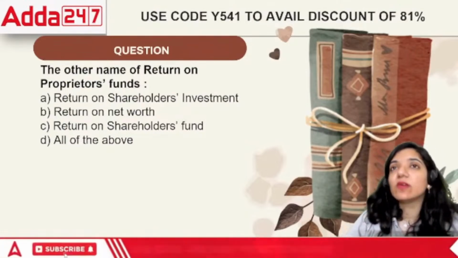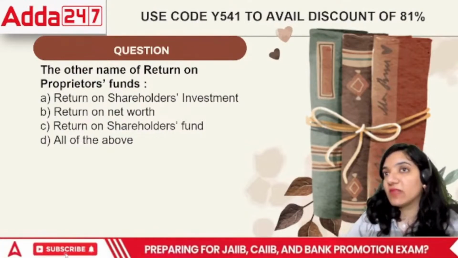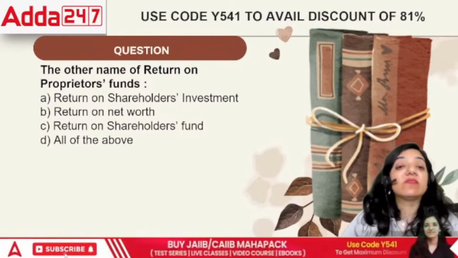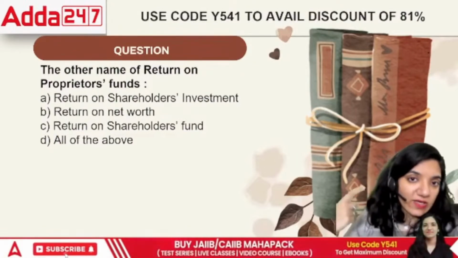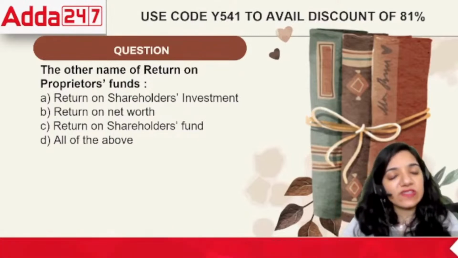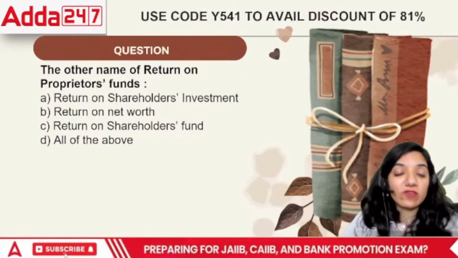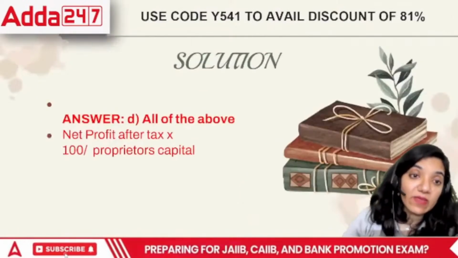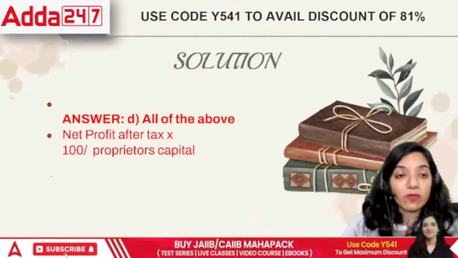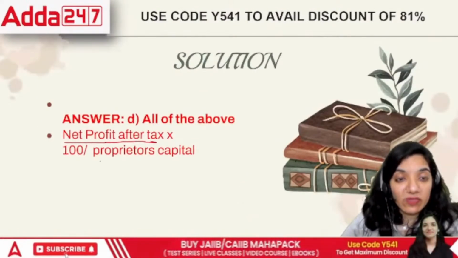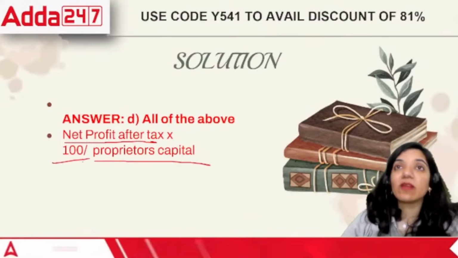Then in terms of net worth, how can we specify? Net worth is the total amount which is invested by the owners of the organization. Again, shareholders. Return on shareholders funds is also the same. So all these three refer to return on investments. Then what is the formula? That is net profit after tax divided by proprietor's capital multiplied by 100.